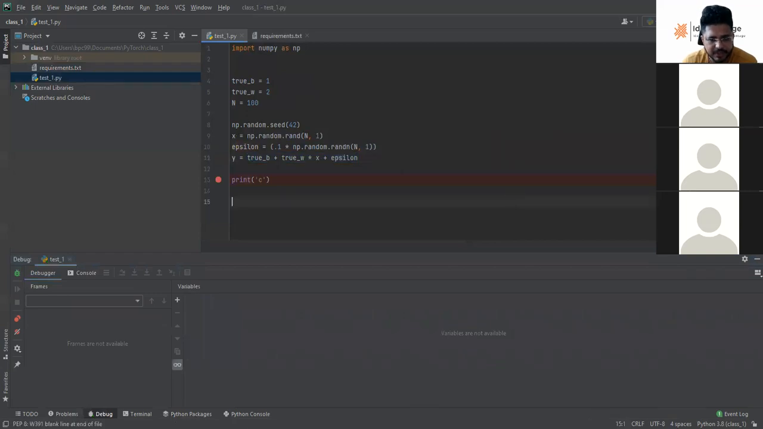Now coming to further. You all know that we have to split our data into training and validation. We have to split our data into training and validation. I'm assuming these things are already known, so I'm not going into it. I'll just go ahead.